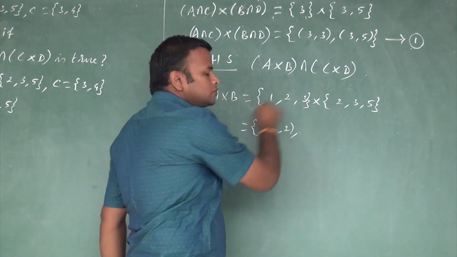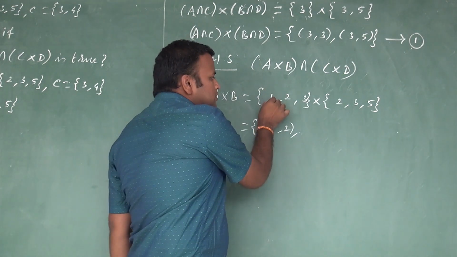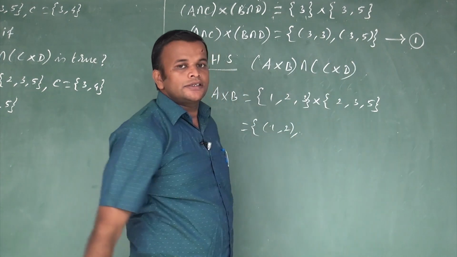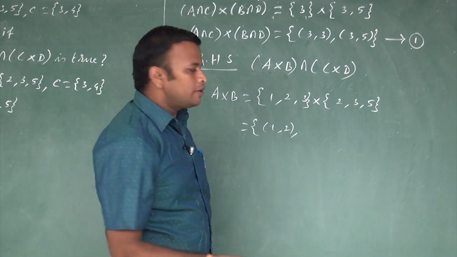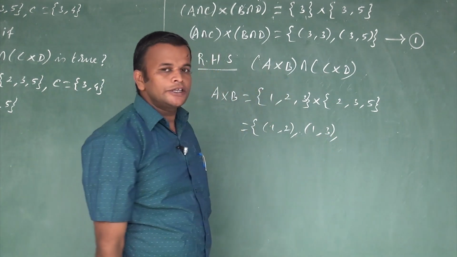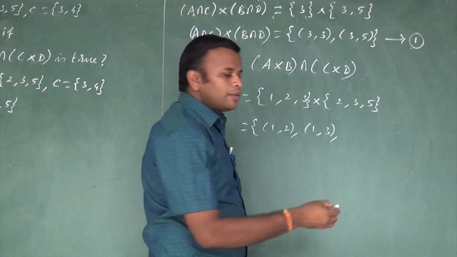Okay, 1, 2. Don't change the first set's first element. We move the elements of the second set. So what is the next possible ordered pair? It is 1, 3. The next one is 1, 5.